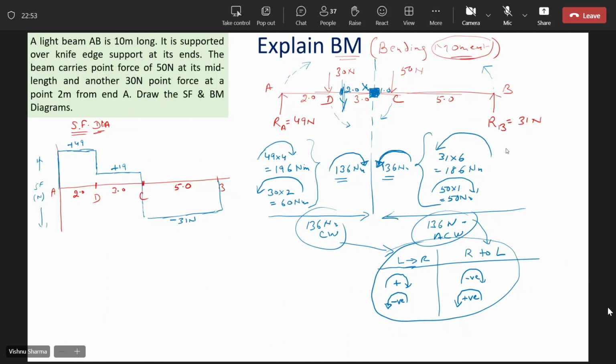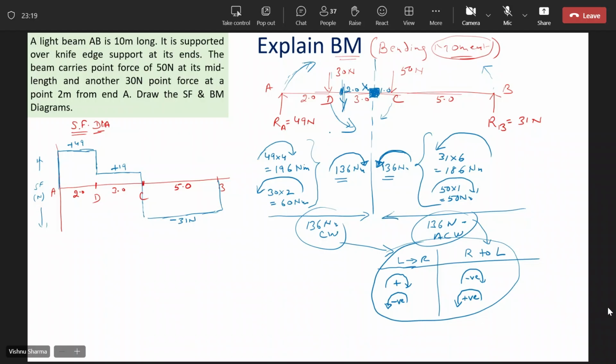Look at this diagram, guys. Yesterday, did we decide to go from left to right or right to left? Left to right. So when I go from left to right, which forces are causing clockwise movement, downward or upward? Upward. This is the upward force which is causing the clockwise movement. This is a downward force causing anti-clockwise movement.